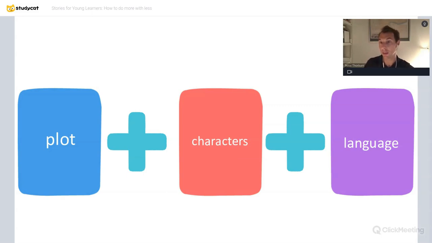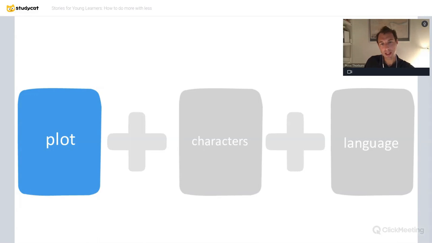Now, I should say that language is not always part of a story. You do get some stories where there is no language. There's some great picture books out there which have no language in them, but since the stories that we're talking about today are really, partially at least, tools for teaching languages, language is a big part of them.